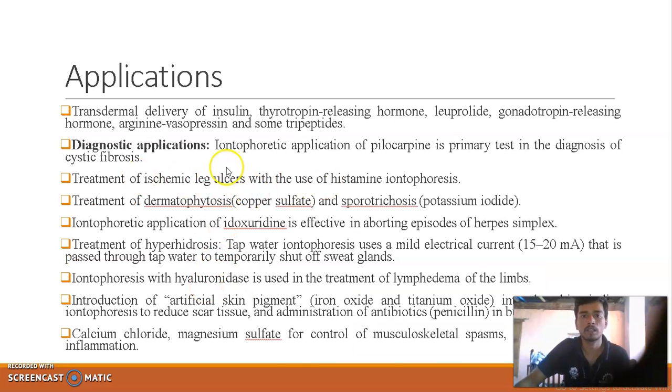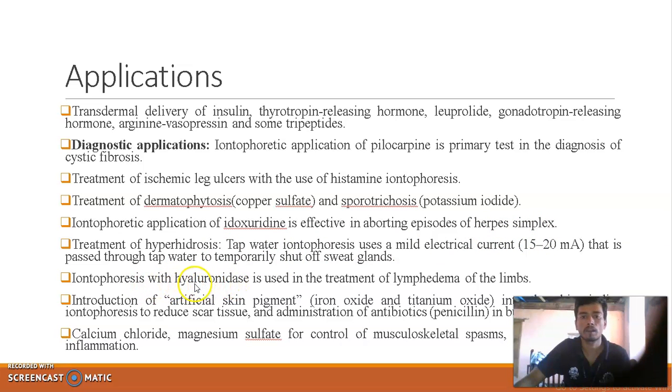These are the applications of the iontophoresis technique. Transdermal delivery of insulin, thyrotropin-releasing hormone, and so on. Diagnostic applications: iontophoresis is used for diagnostics. Treatment of ischemic leg ulcers with histamine iontophoresis can be used to heal the ulcers. Application of hydroxyurea is effective in aborting episodes of herpes simplex.